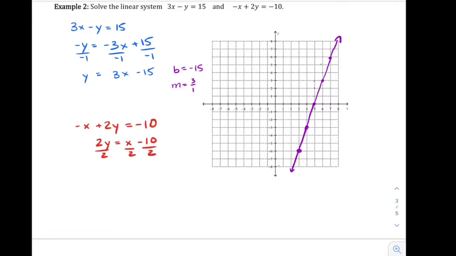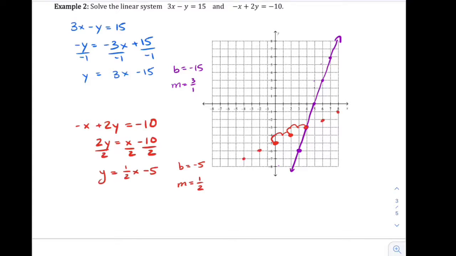So that leaves us with y is equal to 1 over 2x minus 5. So that means I'm going to start with my b value, which is negative 5, and my slope, which is already a fraction, 1 over 2. Rise 1, run 2. So let's go about that. I'm going to put my y-intercept of negative 5, and I'm going to rise 1, and run 2. Put a dot. Next, I'm going to rise 1, run 2, and put a dot. And I continue that pattern along.